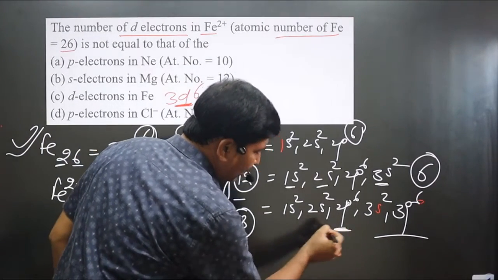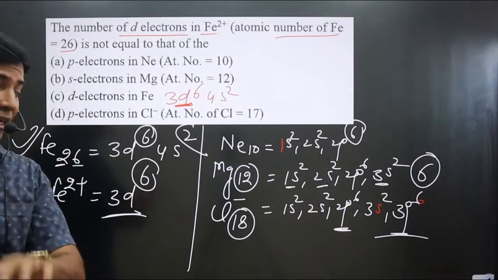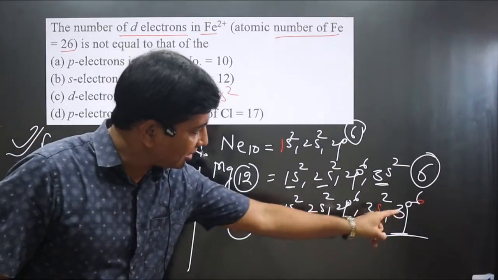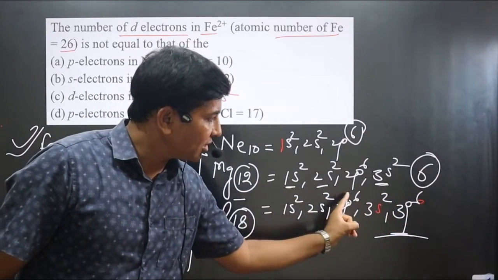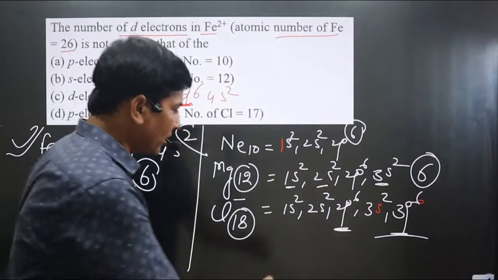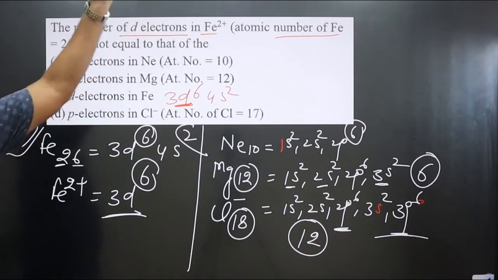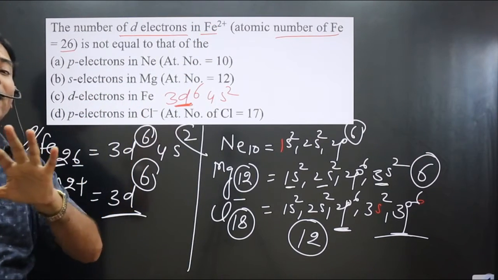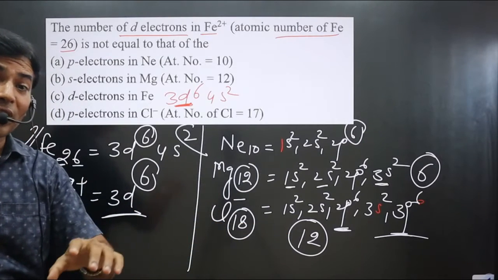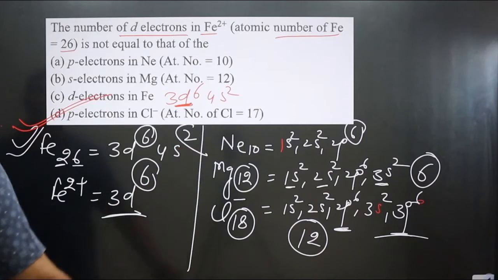This is one p orbital. This is another p orbital. Total number of electrons present in p orbital: 2p6 and 3p6. 6 electrons here, 6 electrons here also. 6 plus 6 is equal to 12. Total electrons we have is 12. Now you can see d electrons in Fe2+ is not equal to p electrons in chloride ion, because in this case there are 12 electrons. Option D is correct.